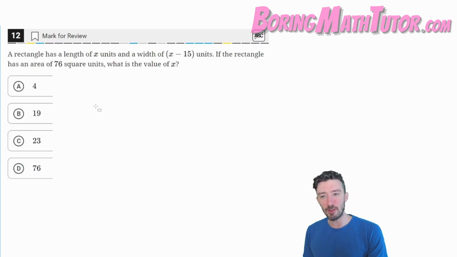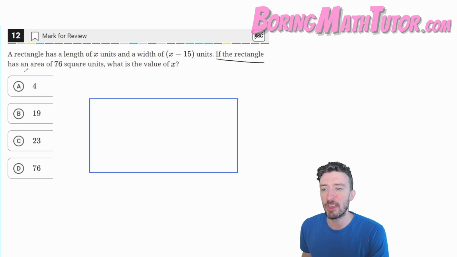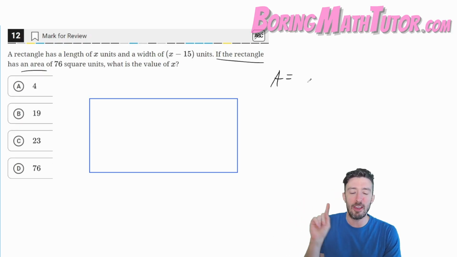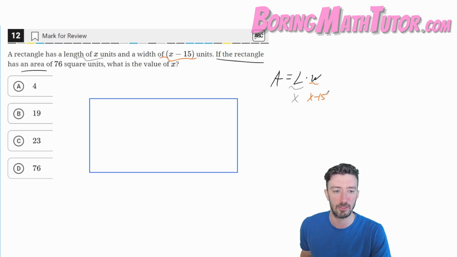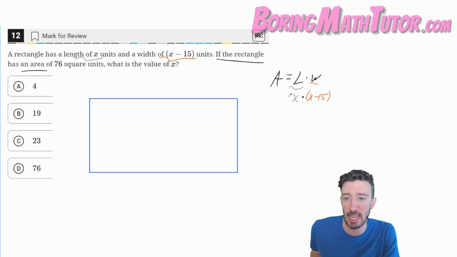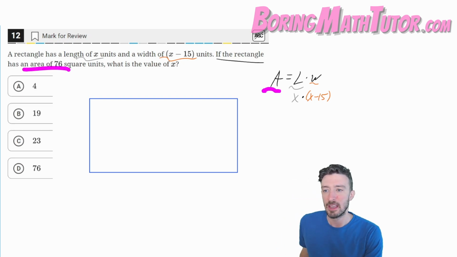They gave us a rectangle problem without giving us a picture of a rectangle. Let's fix that. Here we go. Now they said they want the area. Area of a rectangle, length times width. What is the length? The length is x. What is the width? The width is x minus 15. I must put that in parentheses if I'm going to multiply it by my length. But not only that, they also told us what the area is. They told us it's 76.